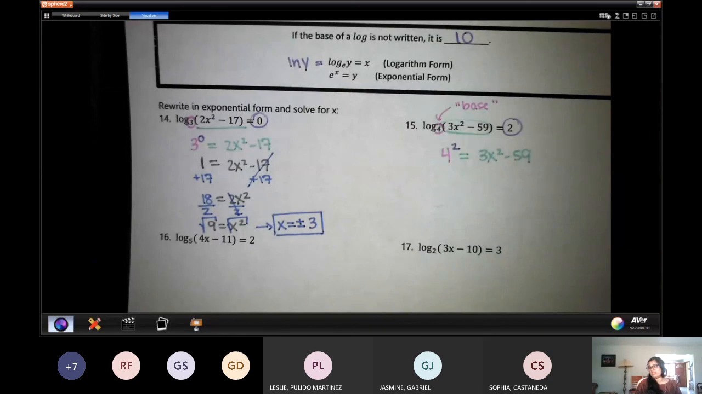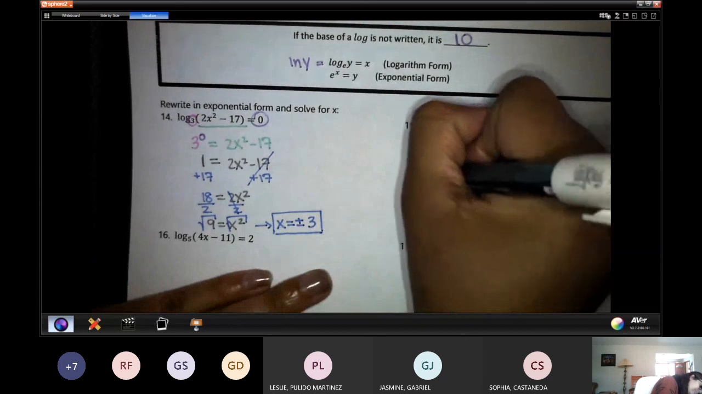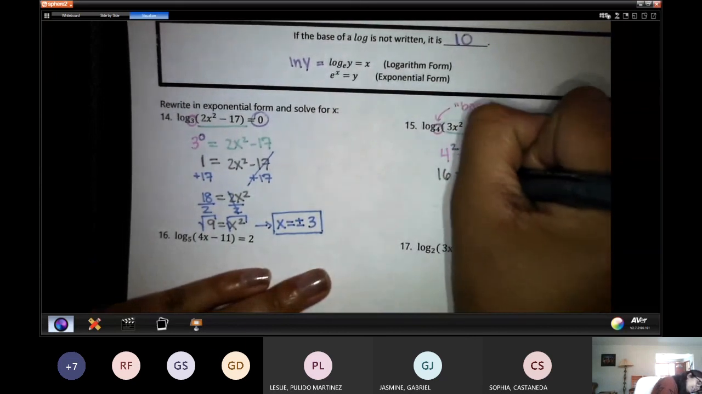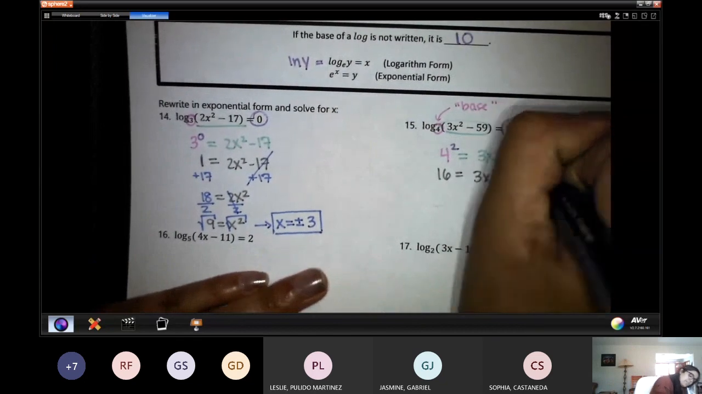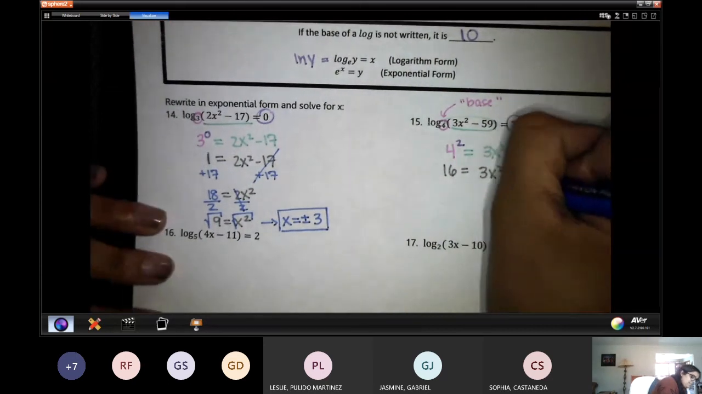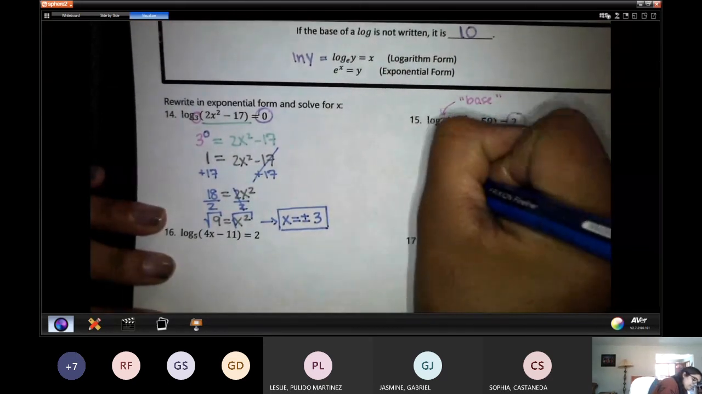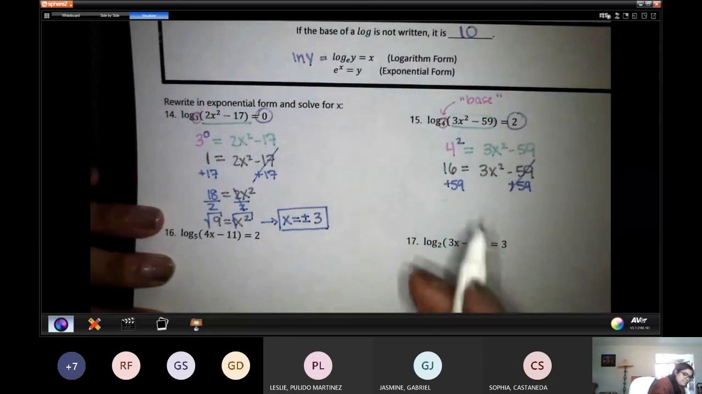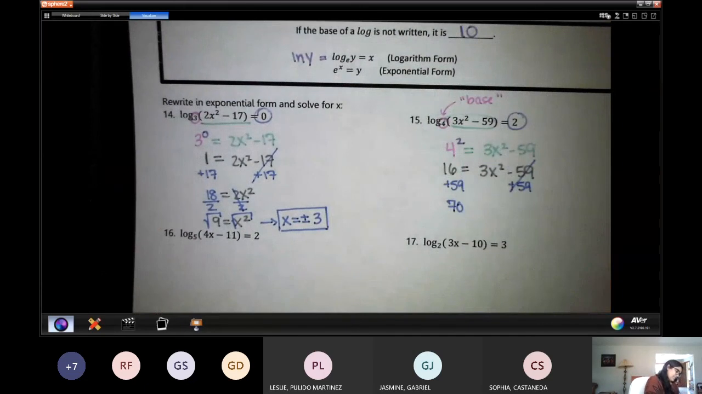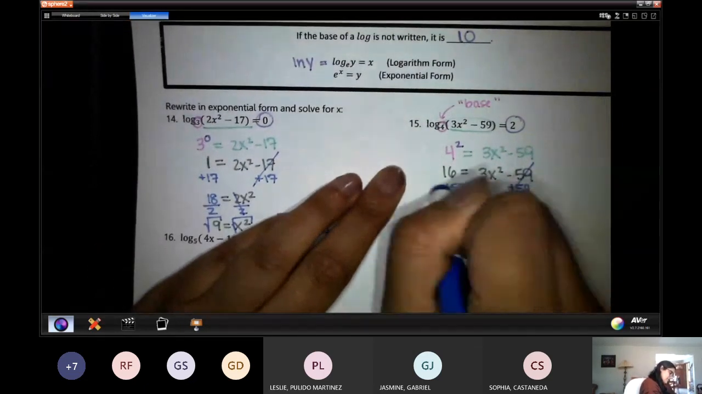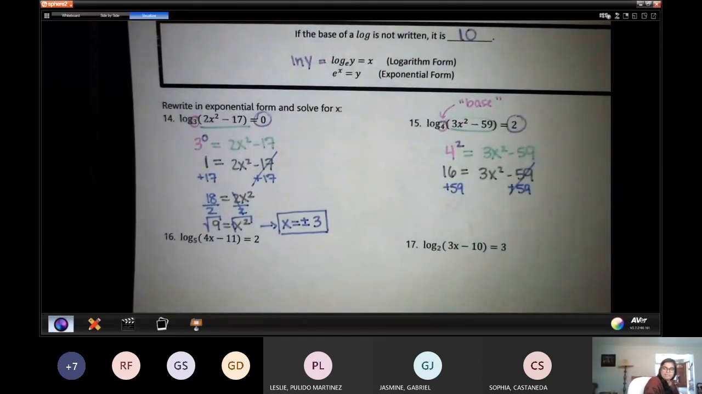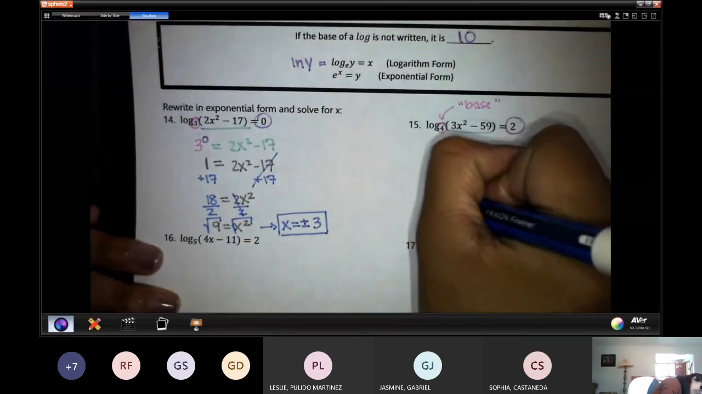So we know 4 squared is equal to 16 equals 3x squared minus 59. And then we would just solve. So add 59 to both sides. Super basic. Hopefully y'all have this part down. Oh, that's wrong, isn't it? That's not how math works. Is it 75? There we go.